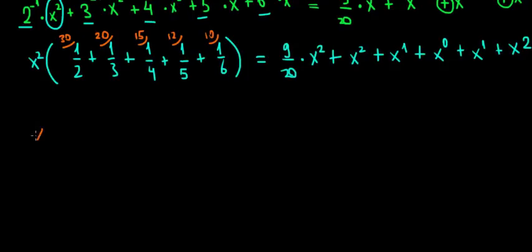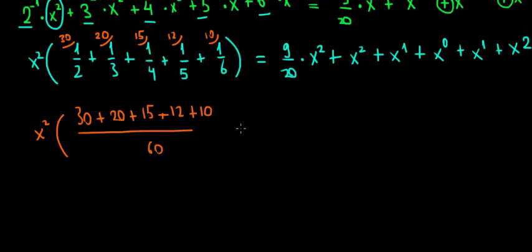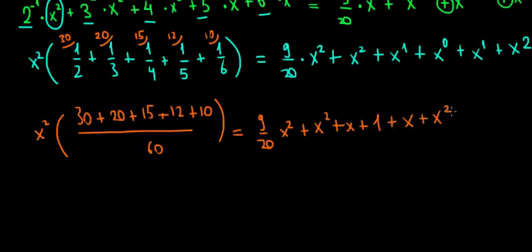So we have x squared times 30 times 1 is 30. 20 times 1 is 20. 15 times 1 is 15. 12 times 1 is 12. 10 times 1 is 10. Divided by 60 equals 9 over 20 times x to the power of 2, plus x squared, plus x to the power of 1 is x, plus x to the power of 0 is 1, plus x squared again.